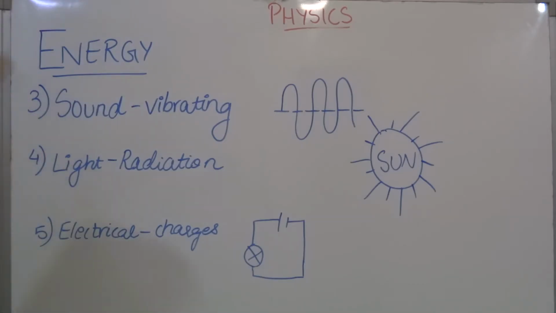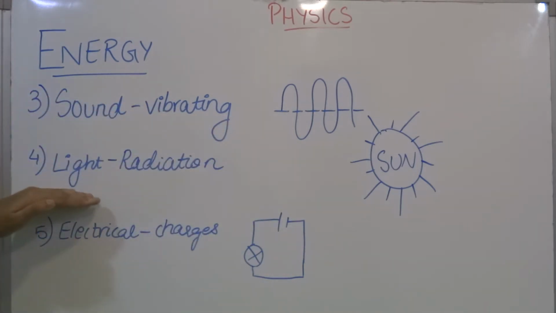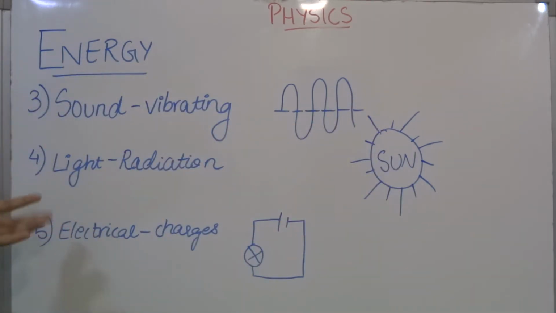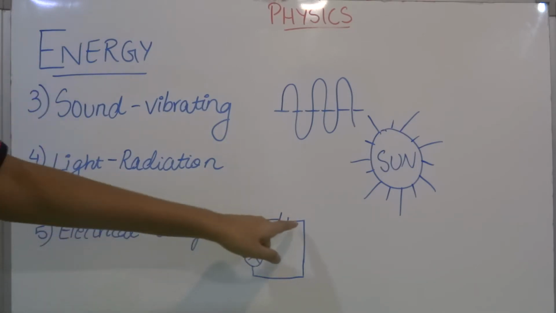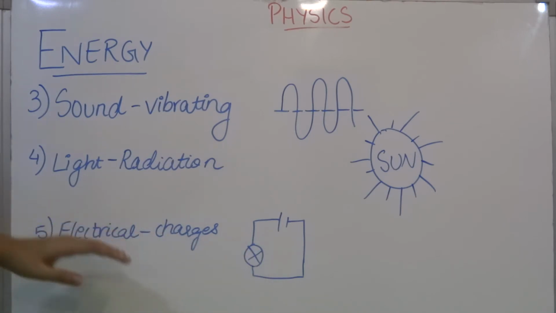Third type of energy is sound energy. Sound energy is produced by vibrating objects. So any object that vibrates produces sound. Now this is a sound wave. Fourth is light energy. Now light energy is due to radiation. The Sun is a light source, that is, it emits light. Now the fifth is electrical energy. Now electrical energy is possessed by static electrical charges or charges moving. That is, when electrical charges move around the circuit, they possess electrical energy.